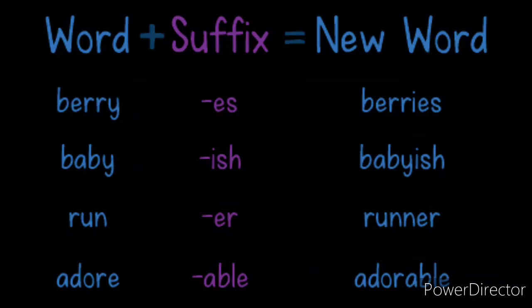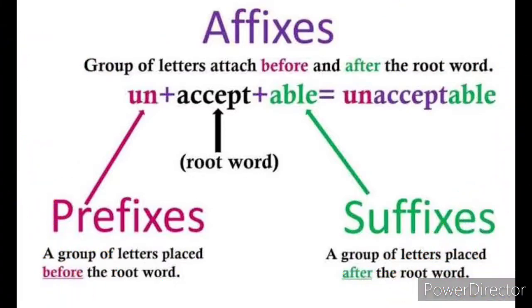Then the last word is adore. Adore is the root word. Able is the suffix. Together it is adorable. So likewise, in the prefix we need to add some words in the beginning of the root word. In the suffix we need to add some words at the back of the root word, that is known as suffix. Children, look at the image here.